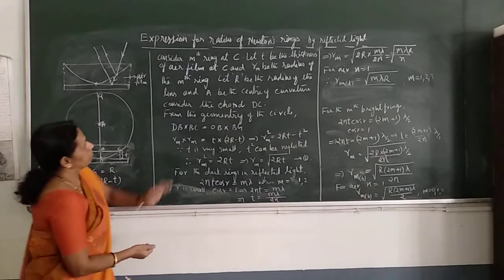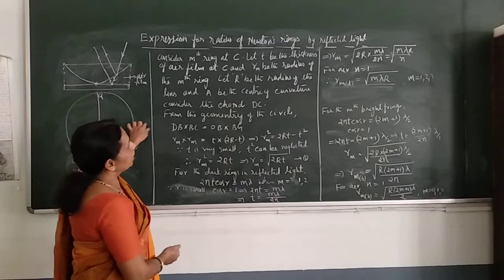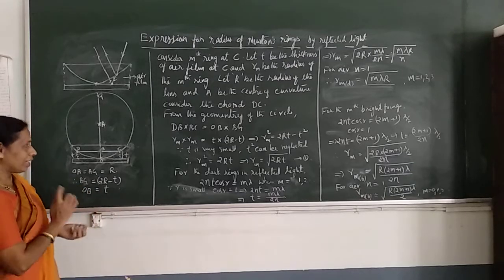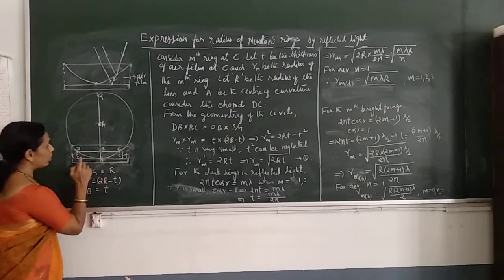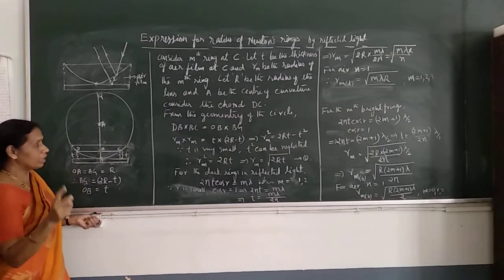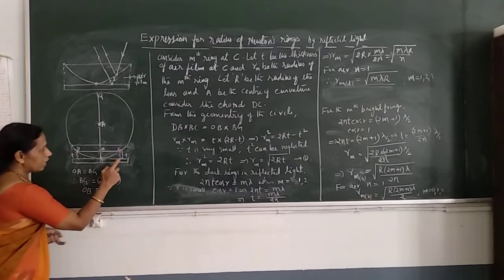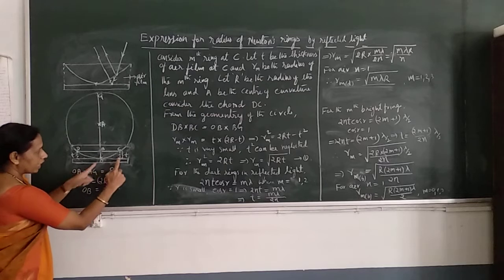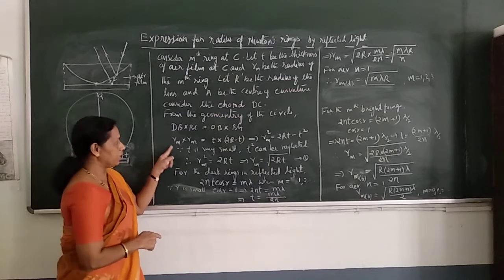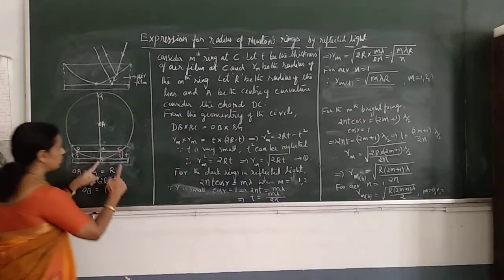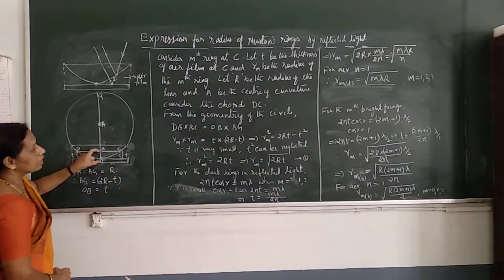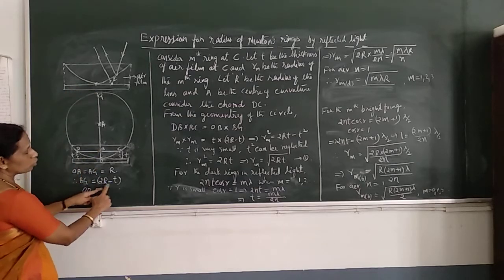Let Rm be the radius of that mth ring, either bright or dark. Consider the mth ring produced at this point, corresponding to this thickness T. So the rings come like this, and this distance is the radius of the mth ring, Rm. So DB into BC, both being equal, is Rm into Rm, equal to OB, the thickness, into BG. What is BG? BG is 2R minus T.